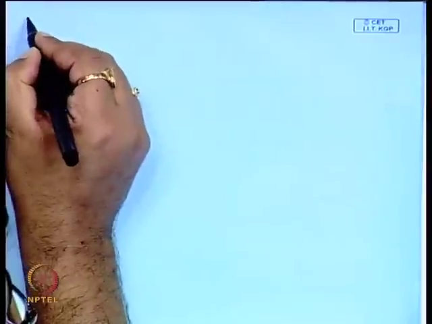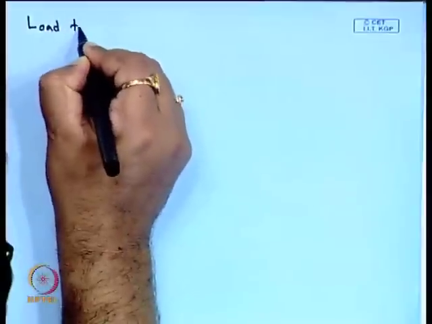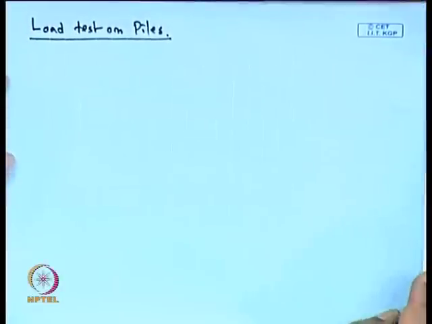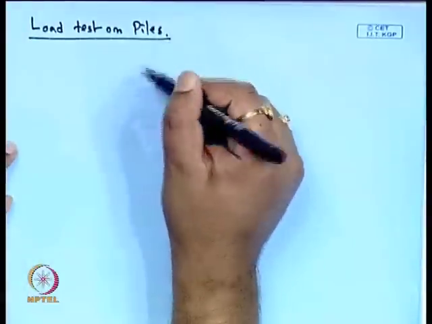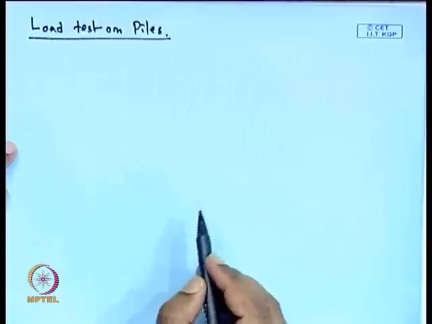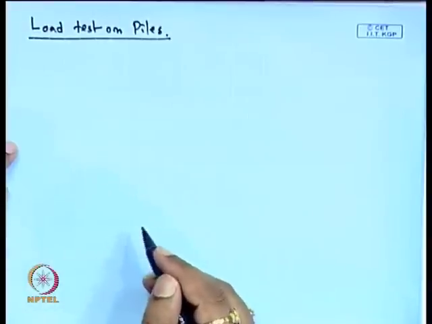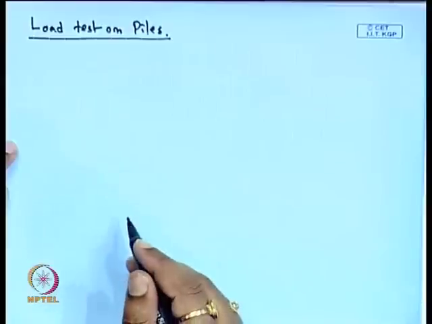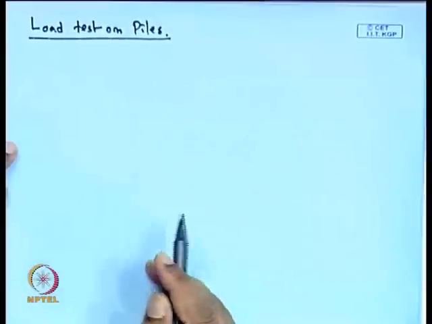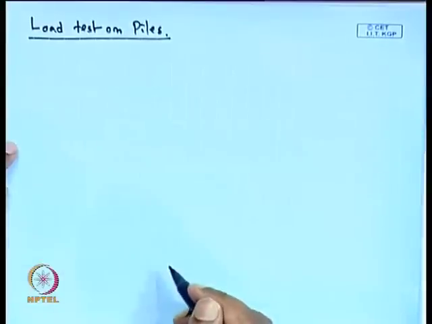So, now in this part we will discuss the load test on piles. By pile load test also we can determine the load carrying capacity. This pile load test, or any field test, is suitable for cohesionless soil. Different types of pile load test can be performed: one is the compression test, one is the pull out or tension test, and one is the lateral load test. Here we will discuss the compression test, how we can do it to determine the load carrying capacity of the pile.